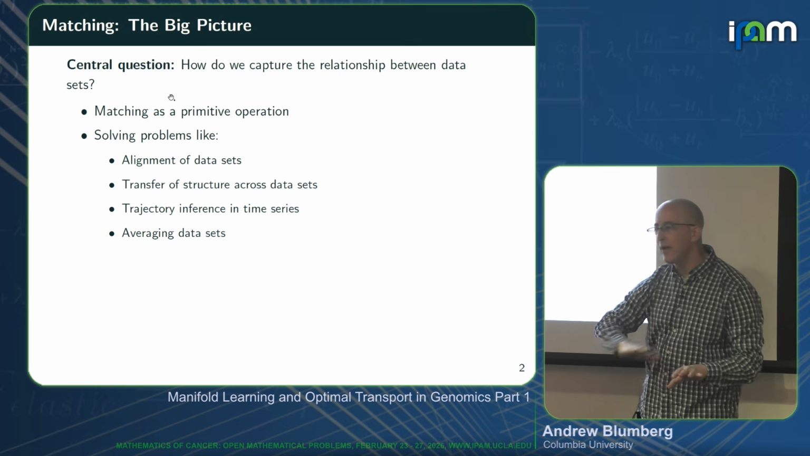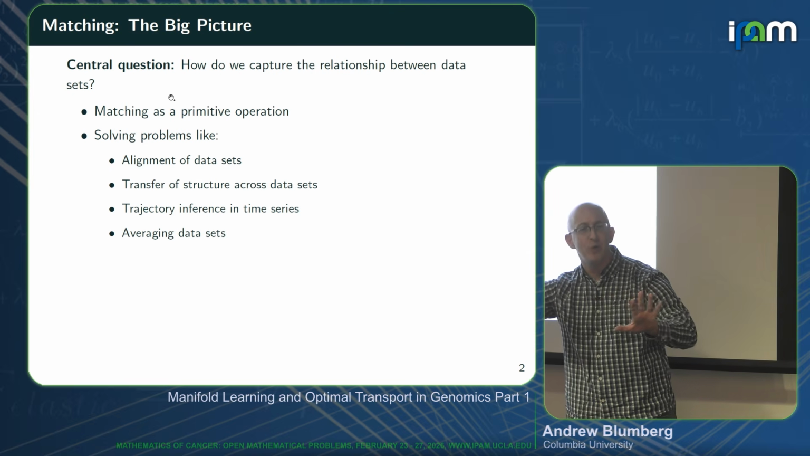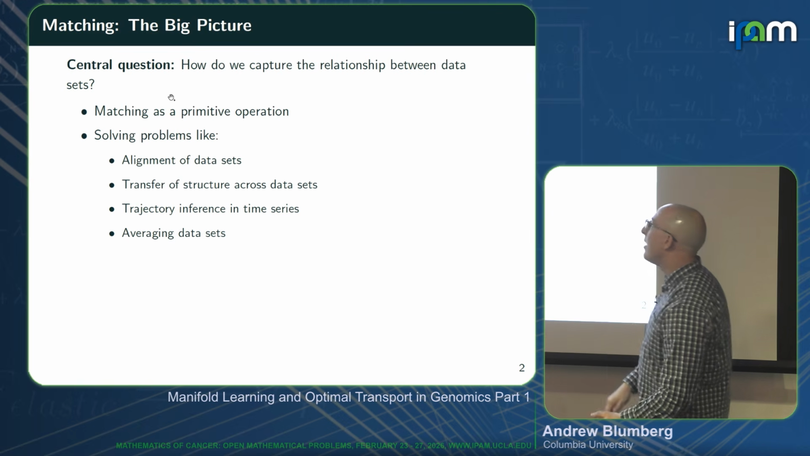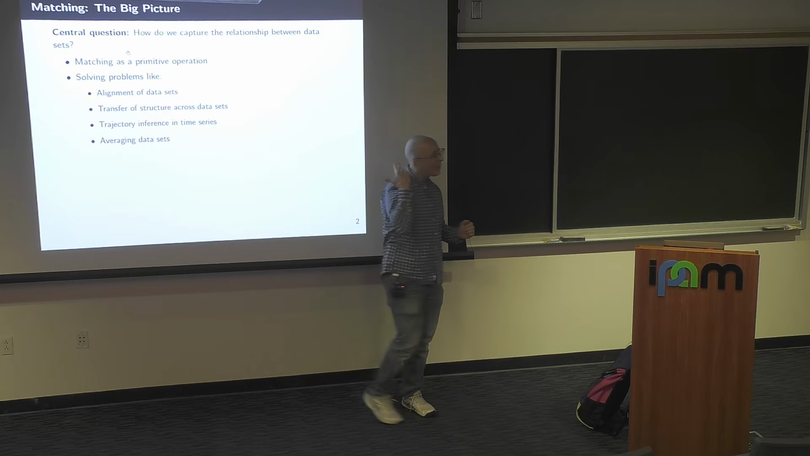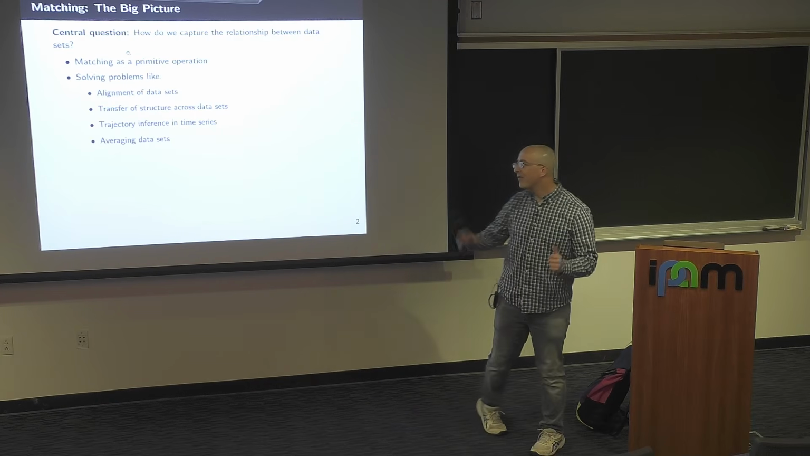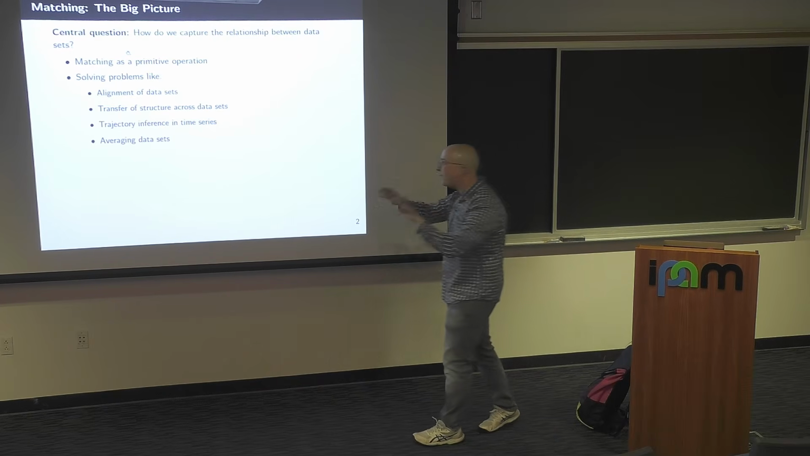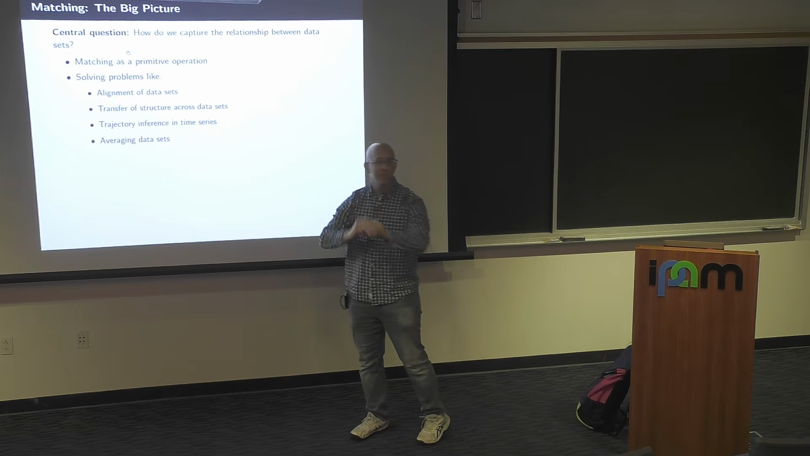You have multiple recordings of something with slightly different systematic biases, and they're translated and rotated from one another. You want to combine them, so you have to match them somehow. You have transfer of structure across data sets. For instance, one application I'll talk about at the end: you have cell type labels in a data set, and now you have a new data set where you think those cell type labels might have correlates. How do you match the points to transfer cell type label information?